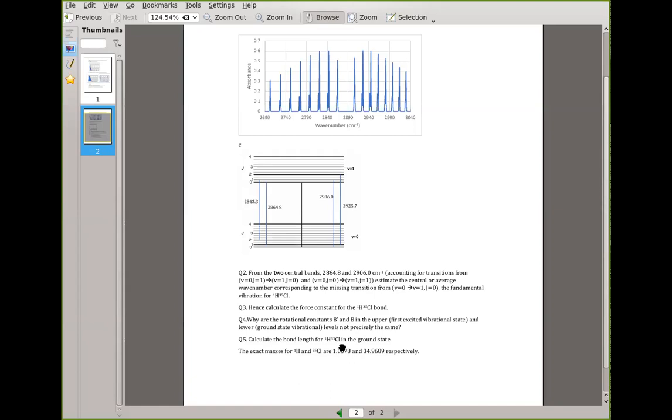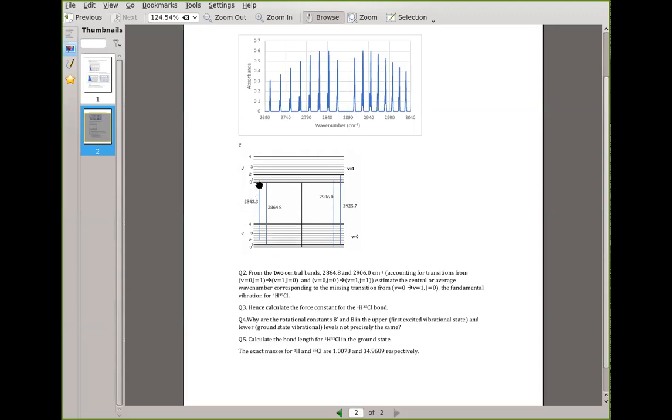For calculating the bond length for 1H35Cl in the ground state is quite nice. What we need is two lines that are at the same place at the top, because we're not interested in these upper energy levels. We're interested in a change in the bottom. We need two blue lines that are at the same place at the top, so two energy jumps that go from the same place.